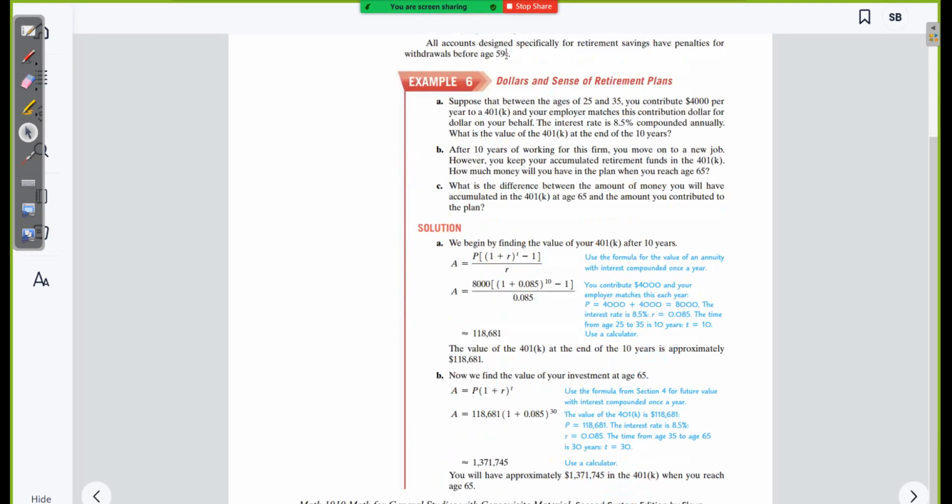But anyways, example 6. So suppose that between the ages of 25 and 35, you contribute $4,000 per year, and we're gonna have to use one of those silly formulas again. So I'll just go ahead and pull this in.